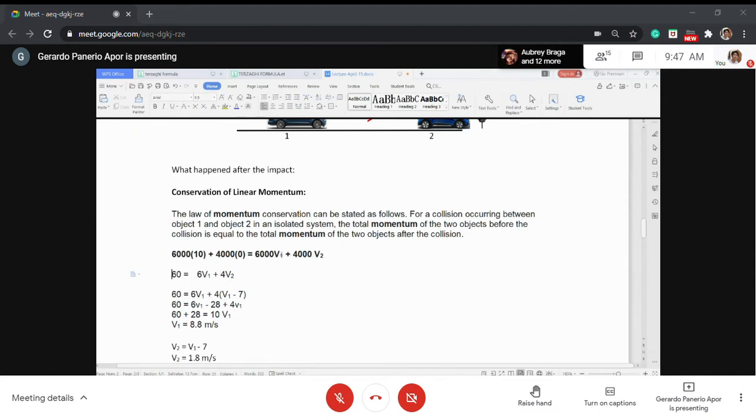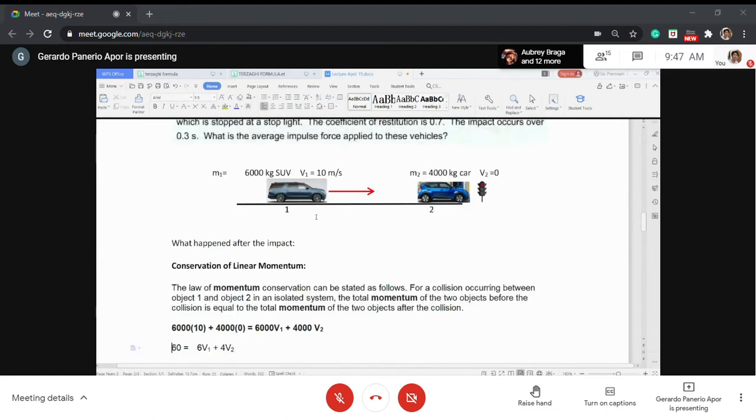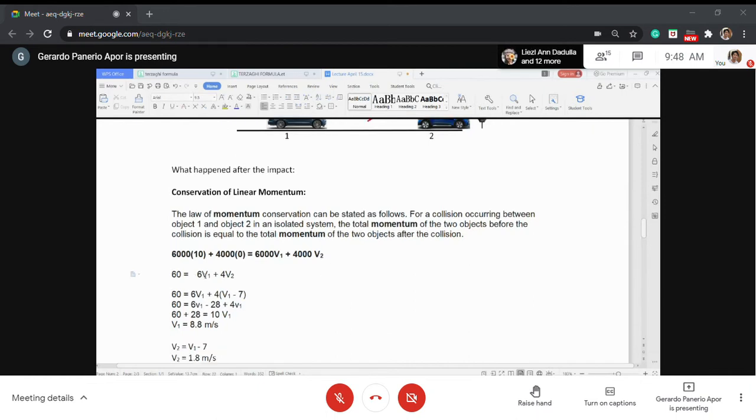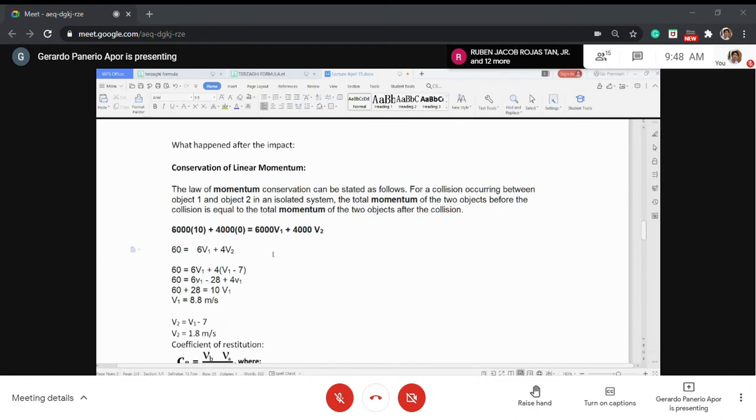So we assign V1 as the velocity of the 6,000 kilogram car just after the collision, and V2 for car number 2 just after the collision. As far as the law of conservation of momentum is concerned, this is the equation that we can make. This is the same equation, but I will erase the three zeros in each term. So it will become like this. The equation is like that.